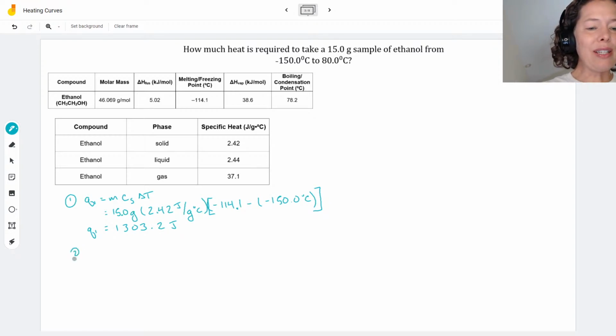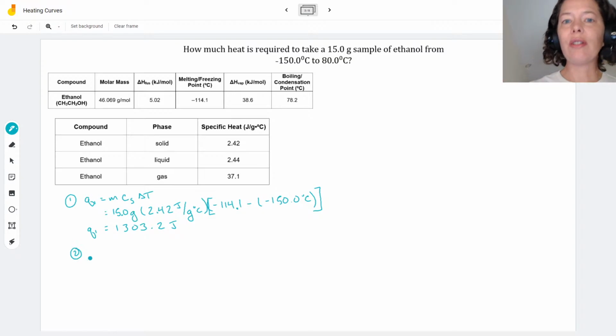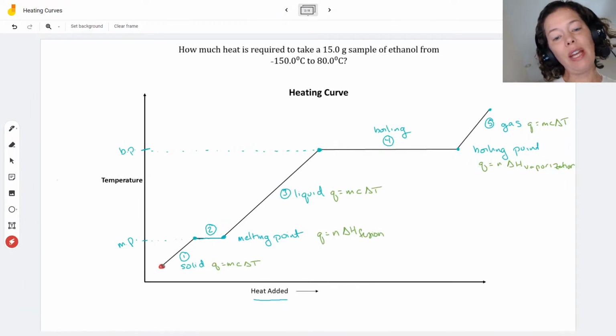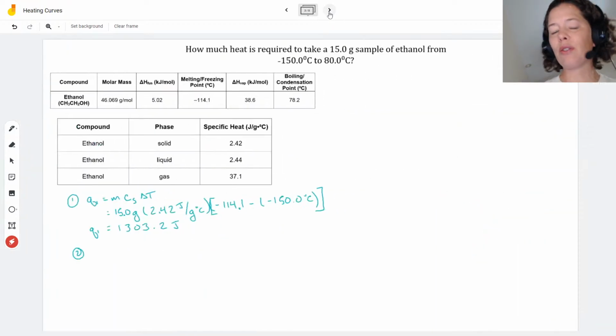All right, so our second step. Remember, our second step is our phase change. Let's just take a quick look back at our heating curve. So our step 2 here is our phase change. So we've taken our cold solid, we have heated it to the melting point, and now we need to do the phase change. Again, no temperature change happens here. Let's go back to our calculations.